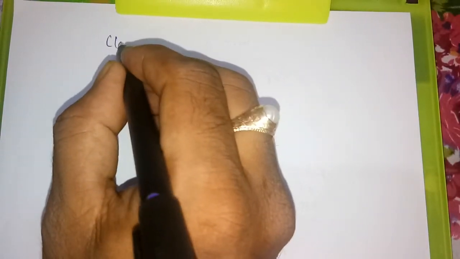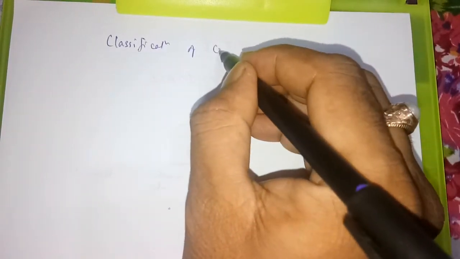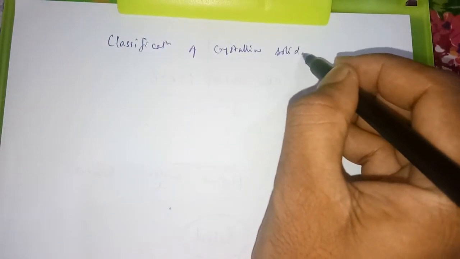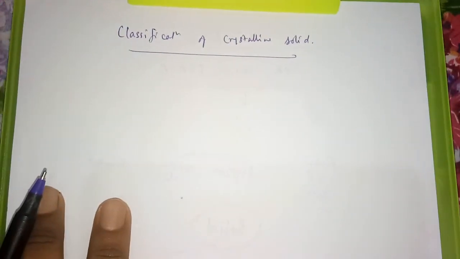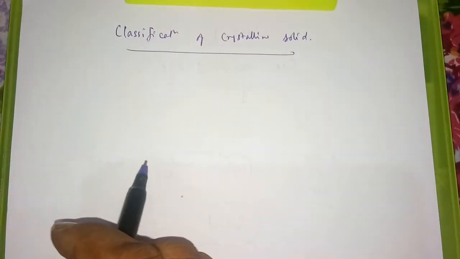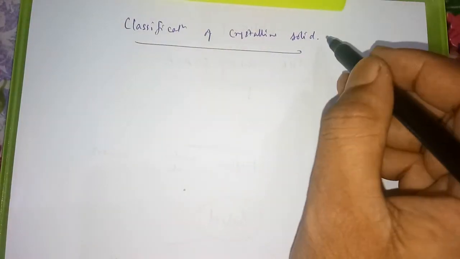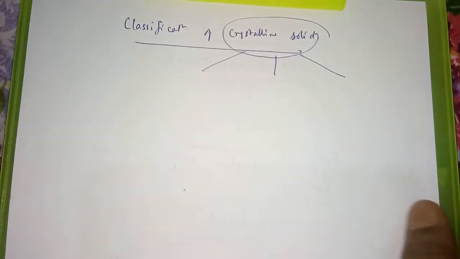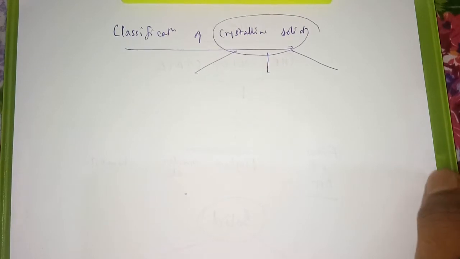Today we are starting classification of crystalline solids. So, crystalline solids are actually classified into three parts. Actually, it is four parts.